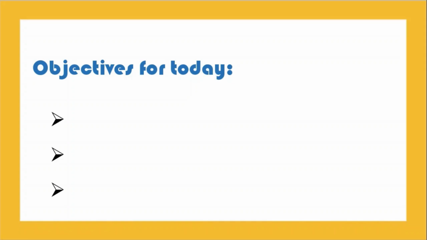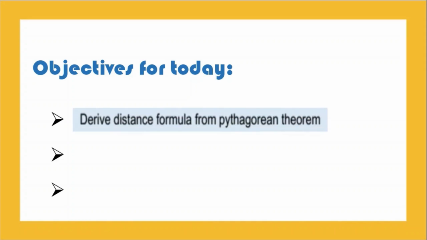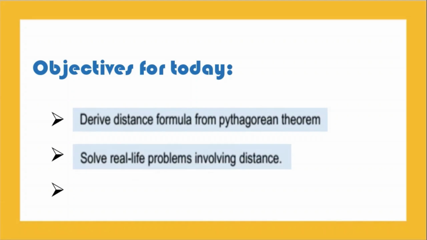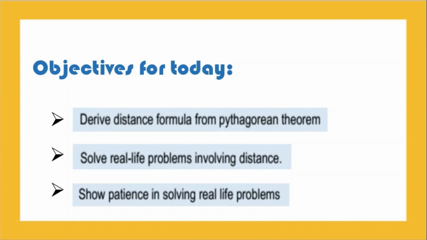For the objectives for today, the first one is to derive the distance formula from the Pythagorean theorem. Second is to solve real life problems involving distance. And last is to show patience in solving real life problems.